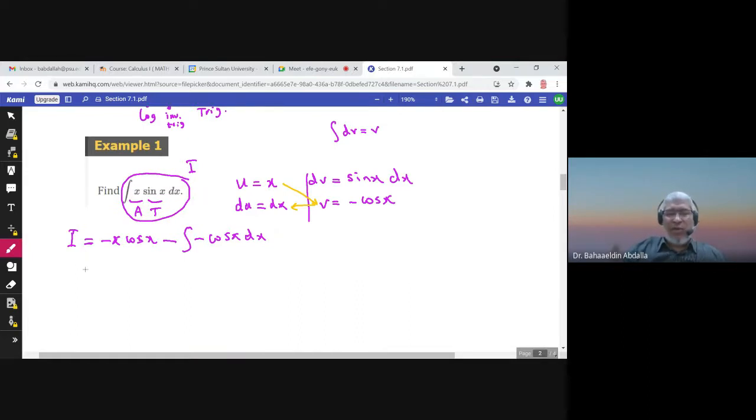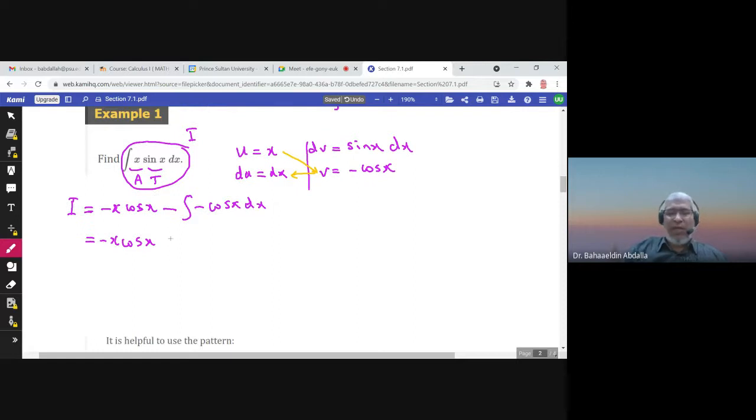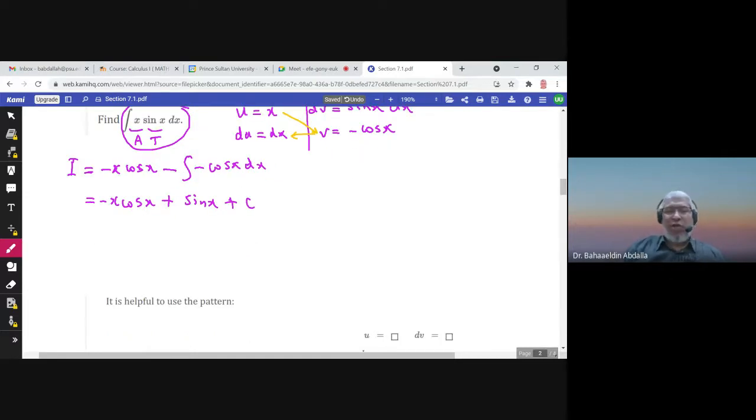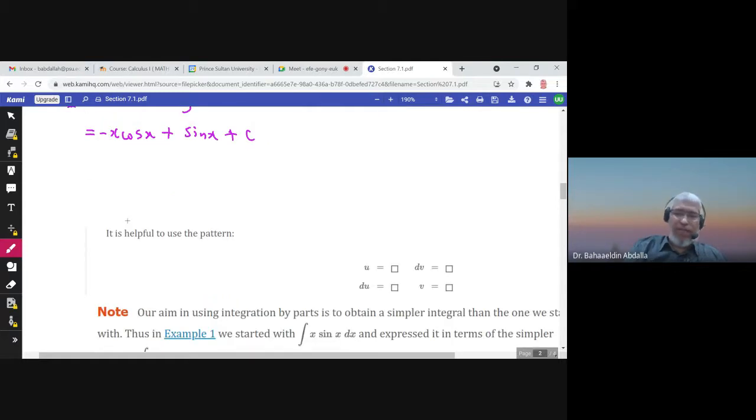So the final answer would be negative x cosine x, minus times minus, plus the integral of cosine, which is sine x, plus c. So that's the integral of x times sine x. You can check your answer by finding the derivative of this function. The derivative should be equal to x sine x. Remember to use the product formula to find the derivative of negative x cosine x.